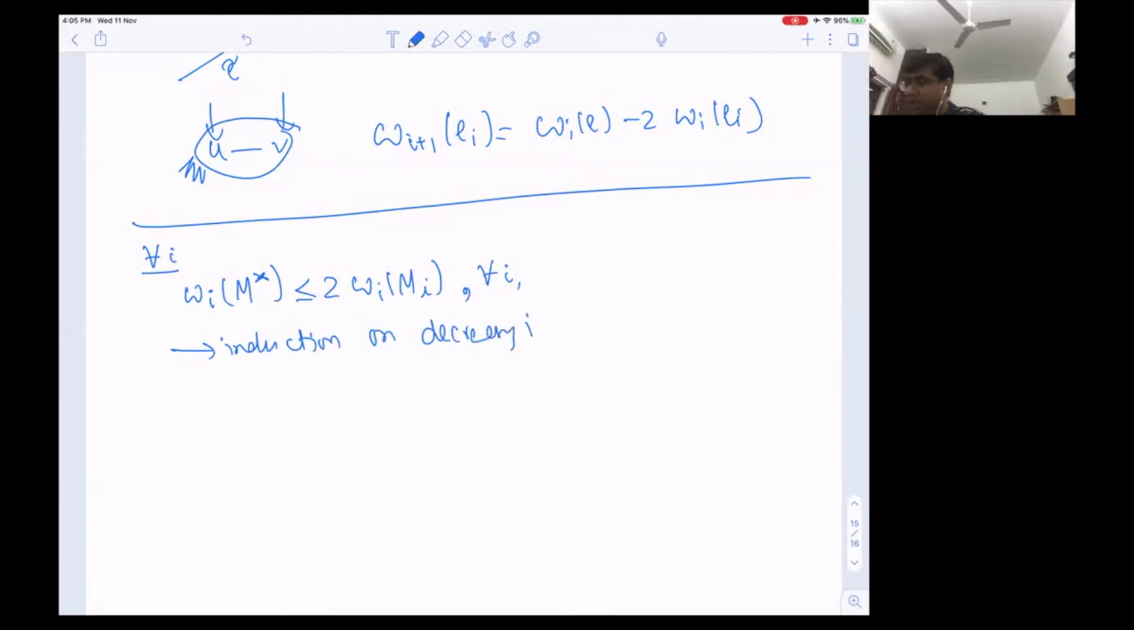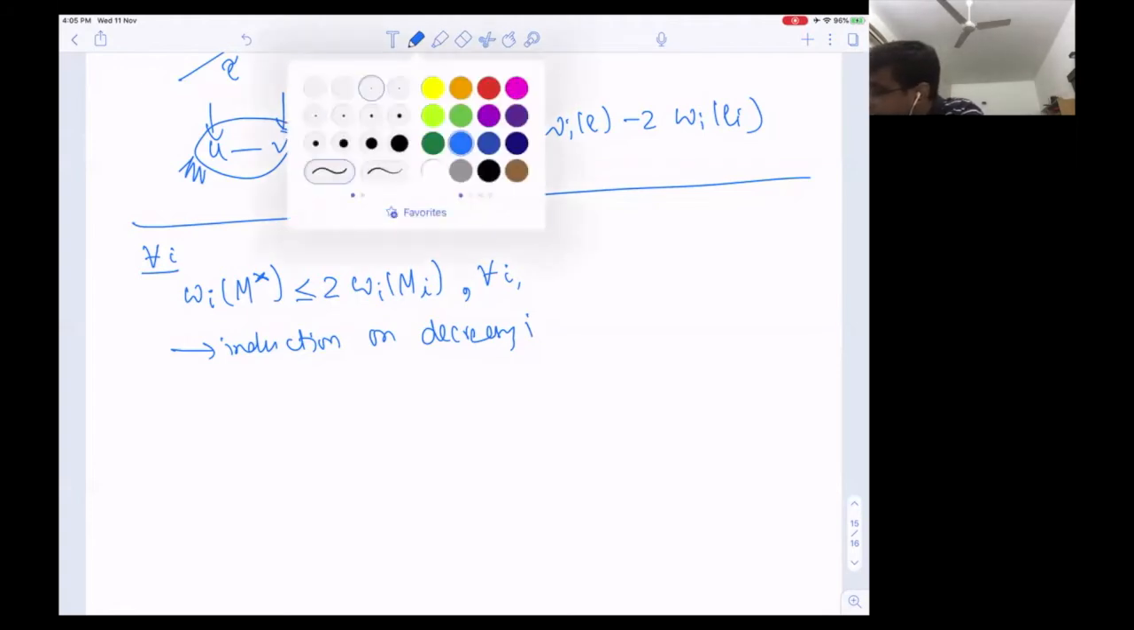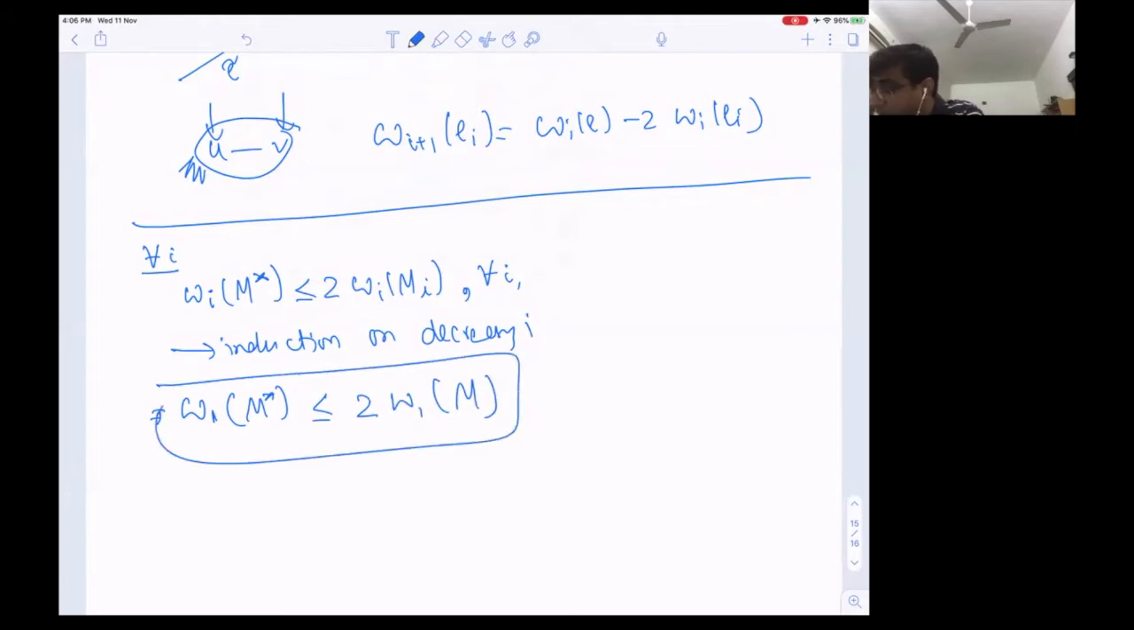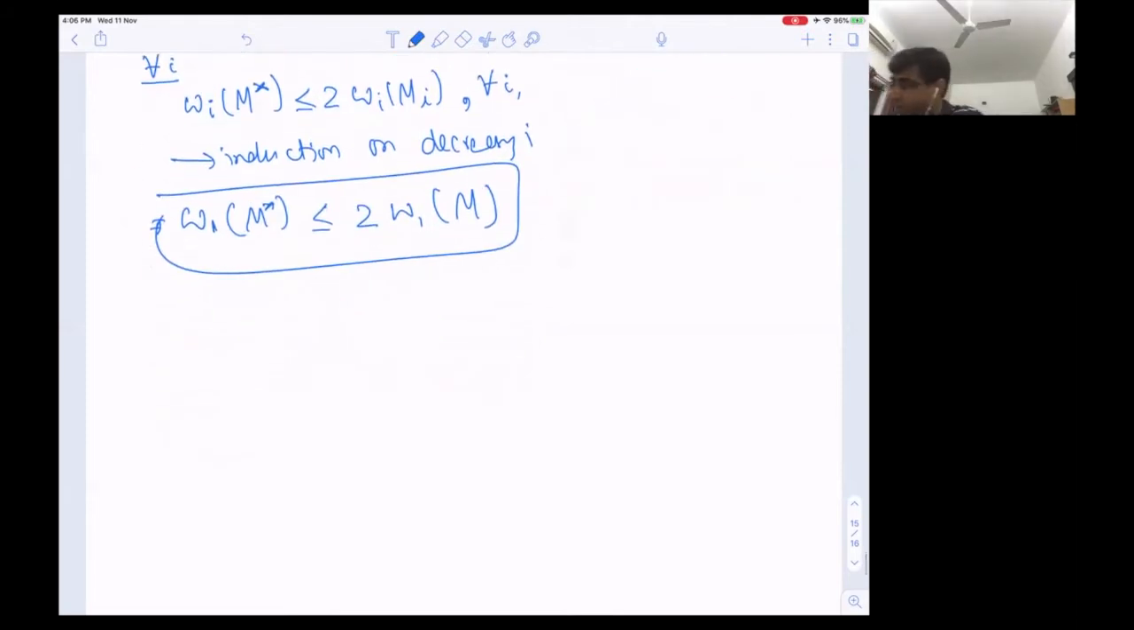So why am I doing induction on decreasing i? Because W1 is a weight function before I have seen any edge, right? And what is our goal? Our goal is to show that W1 of M star is less than or equal to 2 times W1 of M, right? This is what my ultimate goal is. But to show this, I'm saying, look, let's do it in a decreasing way.